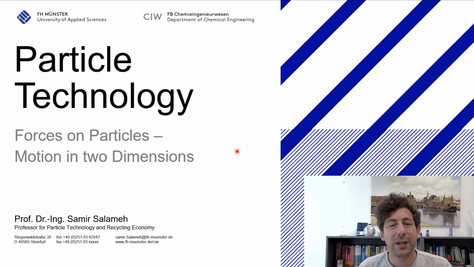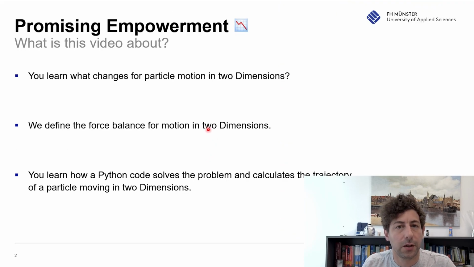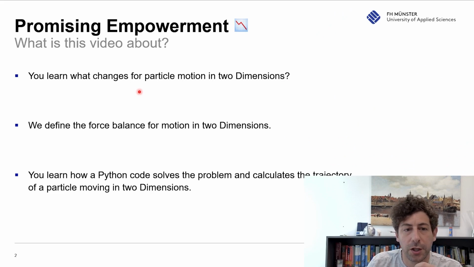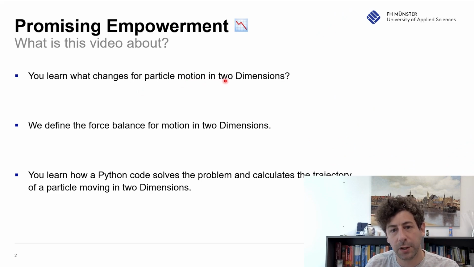Welcome to this video. In this video I would like to talk about forces on particles and the special case of particle motion in 2 dimensions. You will learn what changes for particle motion in 2 dimensions, because in the previous videos we looked at how a particle settles or rises, and therefore we just looked at 1 dimension, and now we would like to extend this to 2 dimensions.